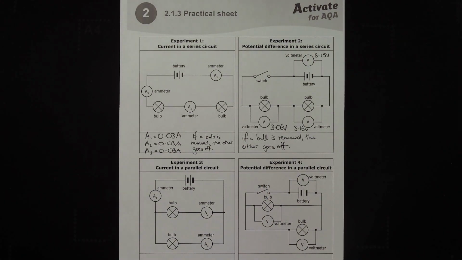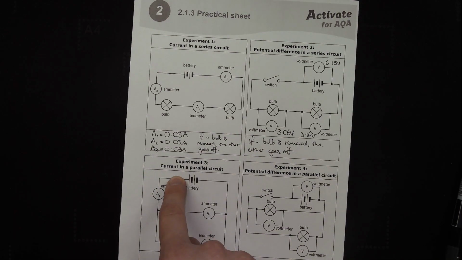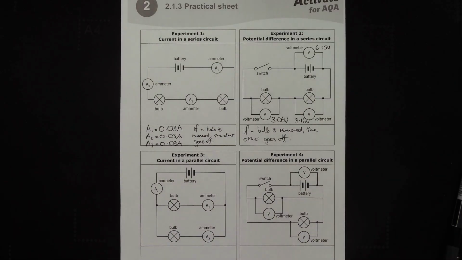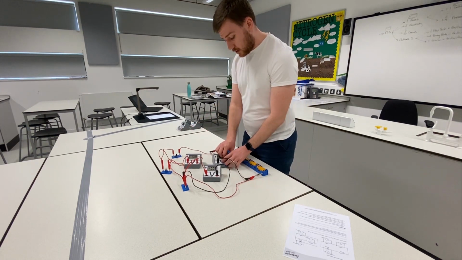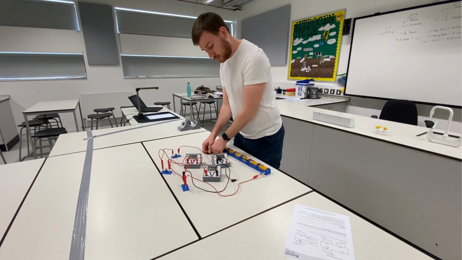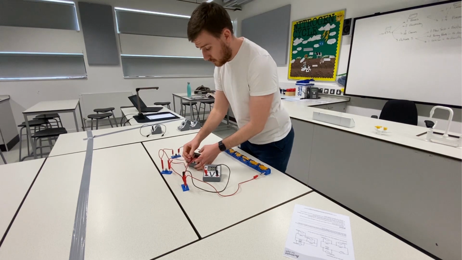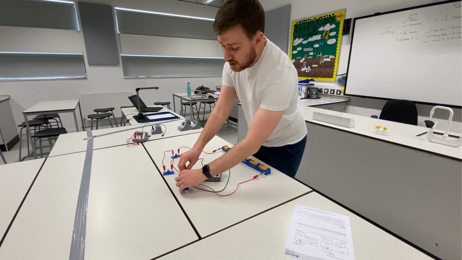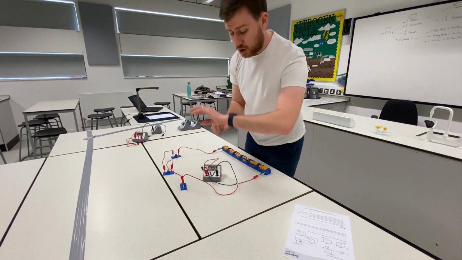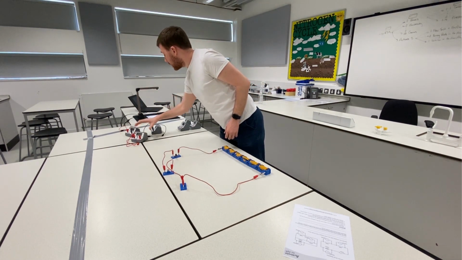Okay, current in a parallel circuit now. So I've got two loops now, one loop with the first bulb and one loop with the second bulb. So I'm going to set that up and then we can measure the current at each point in the parallel circuit. So I'm going to take these voltmeters out. I'm leaving the wires in there because it's just going to keep the whole circuit a bit tidier and should make it easier when I measure the potential on the next one.